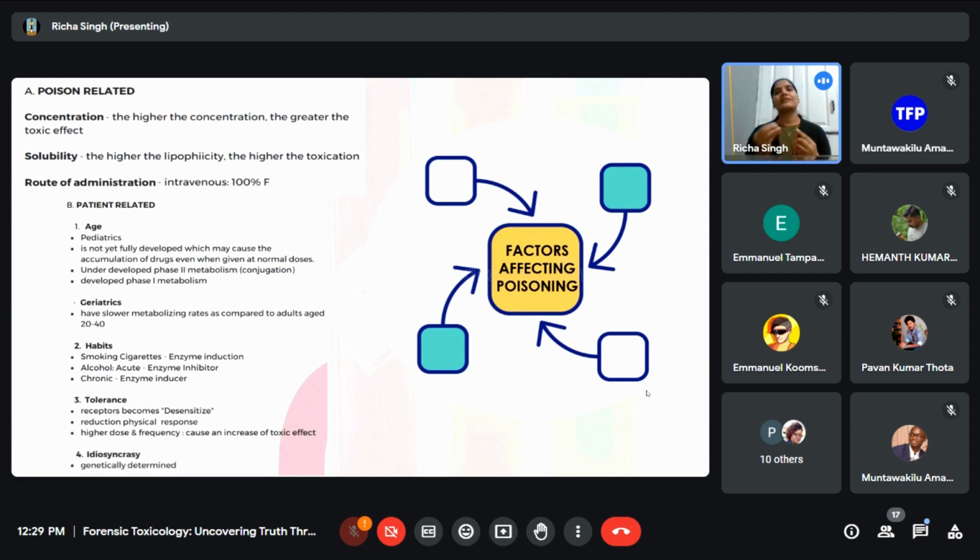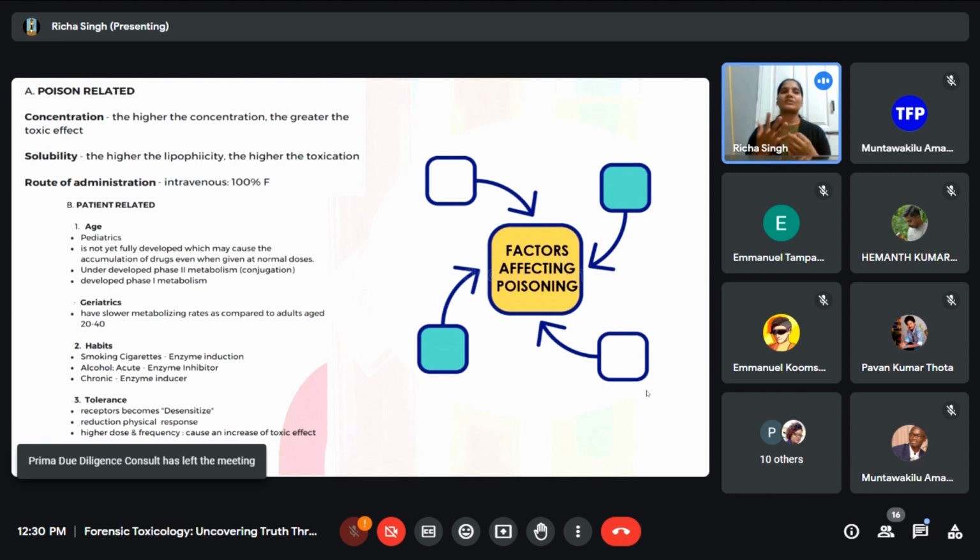But let's say the person is ingesting a poison, or has been given the poison by the topical route of administration, or intramuscular, or any other route of administration. The time of acting varies and the poison will have a different effect because it will have less bioavailability. More time will be taken for it to get distributed, then get metabolized, and finally show its action. Now, if we come to the patient related factors, the first factor is age.